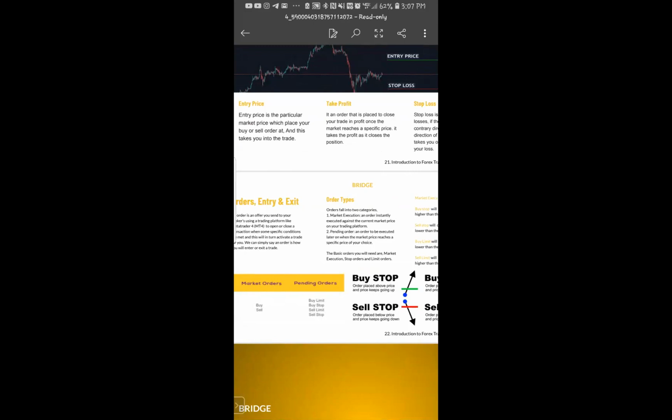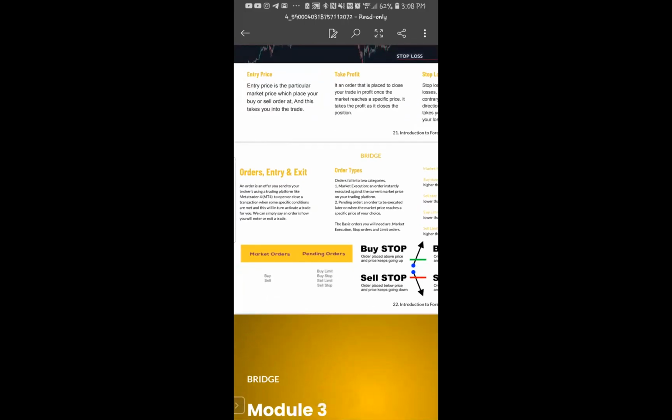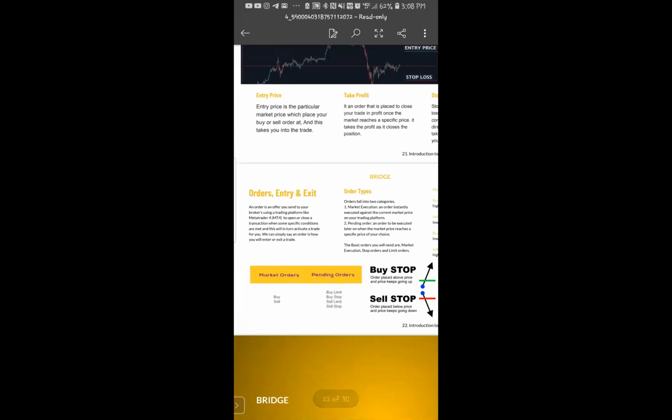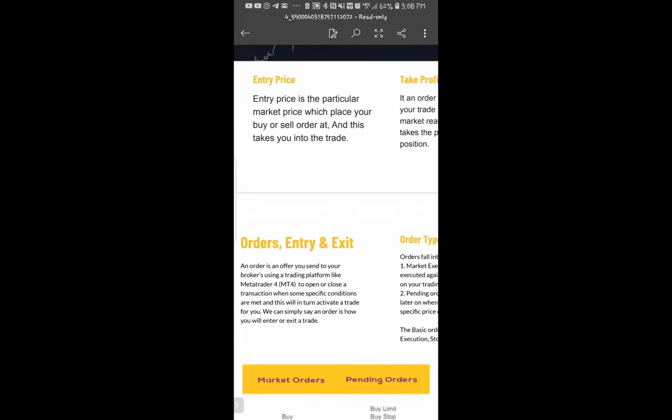Okay, so I was talking about entry price, right? I said entry price is the price at which you place your order and it takes you into a trade. For example, you want to buy Euro USD at a particular price of, let's say, 1.1795. Before you enter this price, you must first analyze the market structure.